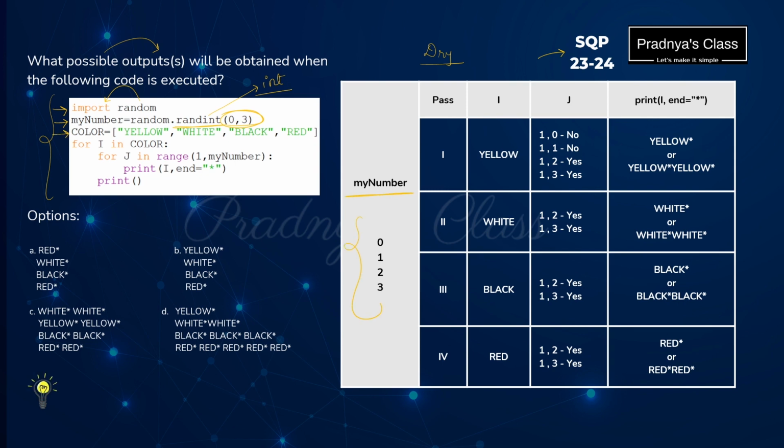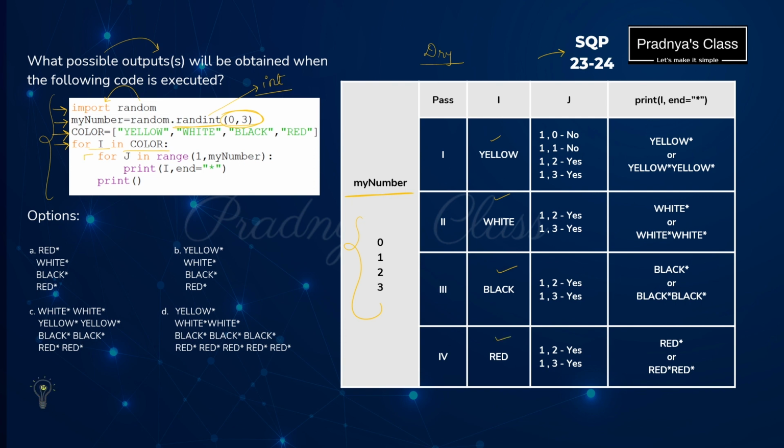Let's move ahead to the next statement. Here is a list with some names of colors: yellow, white, black and red. Look at the for loop. For I in color, I is iterating over the list. So the possible values of I will be yellow, white, black and red.